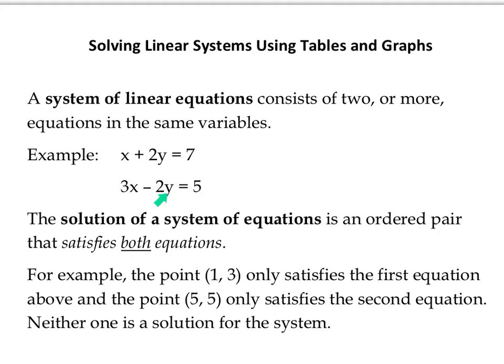y. Okay? We could plug 1 comma 3 into this first equation and it would be a solution. We could plug a 1 in for x, a 3 in for y, and it will work. If we plug the 1 in for x and 3 in for y in the second equation, it will not work. 5 comma 5 is something that would be a solution for the second equation, but not the first one. So these points are not solutions for the system of equations. Neither one of them is a solution for the system. To be a solution for the system, it has to satisfy both equations.